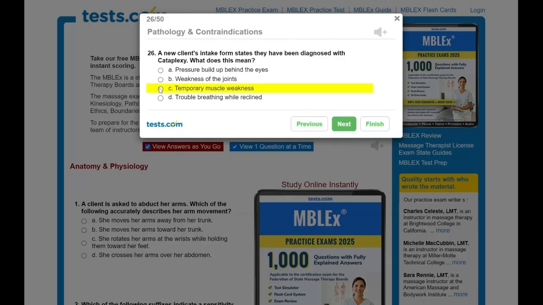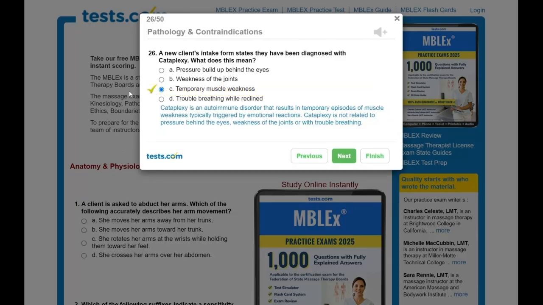C. Temporary muscle weakness. Cataplexy is an autoimmune disorder that results in temporary episodes of muscle weakness, typically triggered by emotional reactions. Cataplexy is not related to pressure behind the eyes, weakness of the joints, or with trouble breathing.